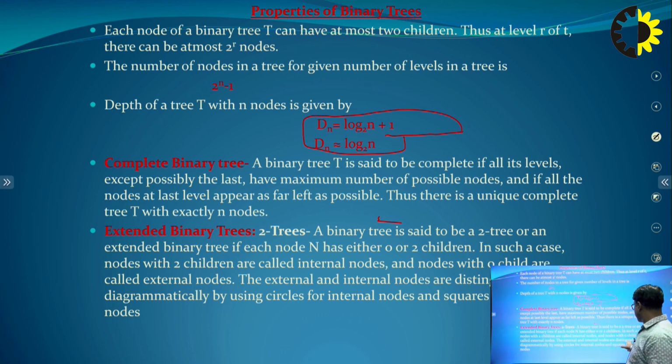External and internal nodes are distinguished diagrammatically by using circles for internal nodes and squares for external nodes. It means that in order to represent an extended binary tree, we are using two symbols, that is circle and rectangle, or square. So internal and external nodes can both be represented, with a circle and a square.